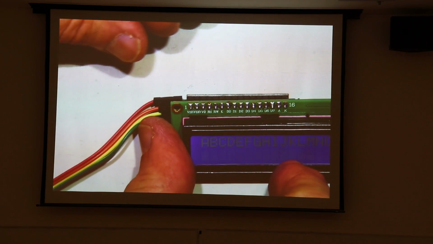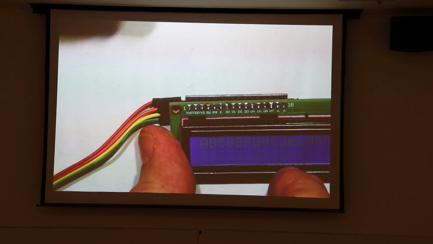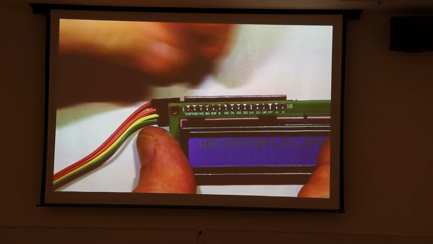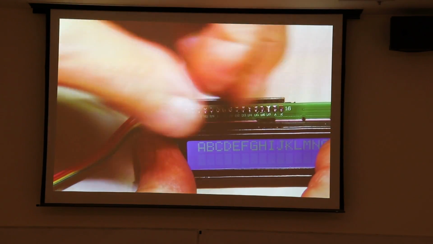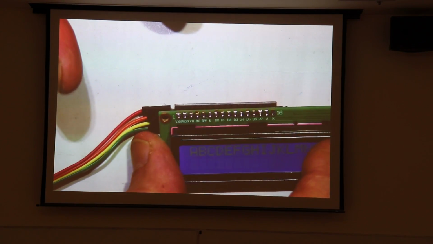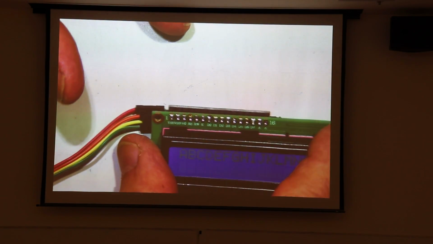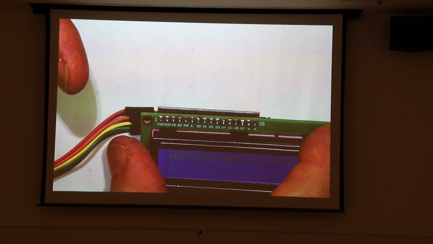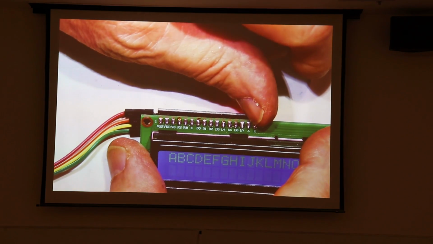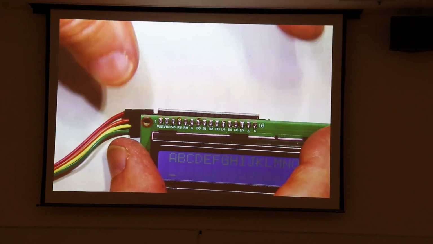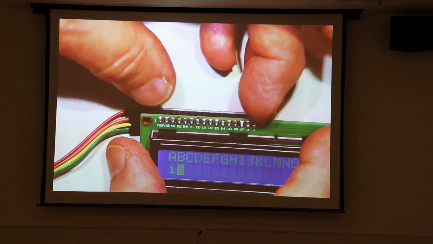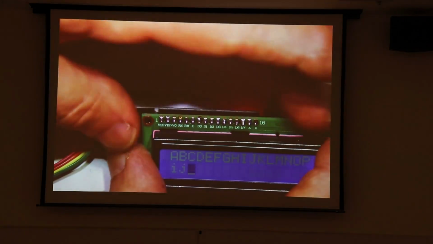And then there's RS, RW, and E, the three control lines, and then there's the 8 data lines, of which we only use 4, and the other 4 are grounded through resistors, I think. And then the last 2 pins, A and K: the A pin is power and the K pin is ground. So the 2 outside pins, 1 and 16, are ground, and the next 2 pins in are power. And that's for the backlight.